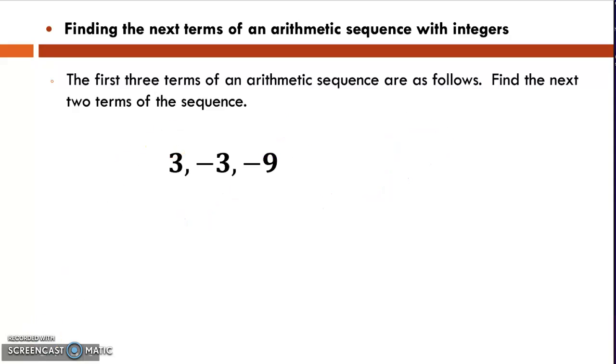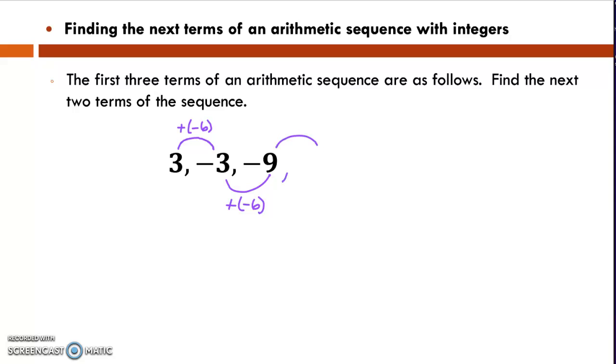Here's our second example. We have the first three terms of the arithmetic sequence, and we're told to find the next two terms. So how do I get from the first term to the second term? I know I need to add something because it's arithmetic. Now I'm subtracting 6, but with arithmetic we're always adding, so I'm adding negative 6. From negative 3 to negative 9, I also add negative 6. So there's my common difference.